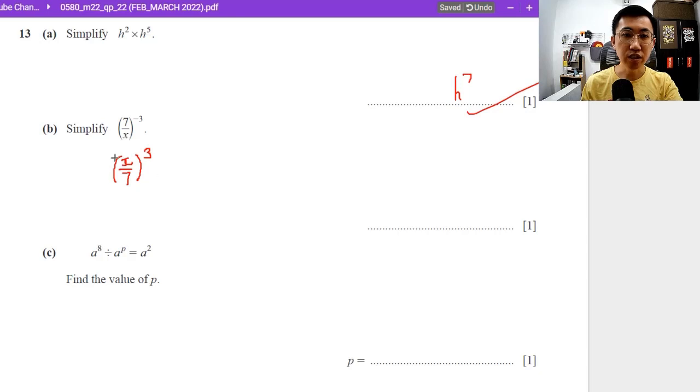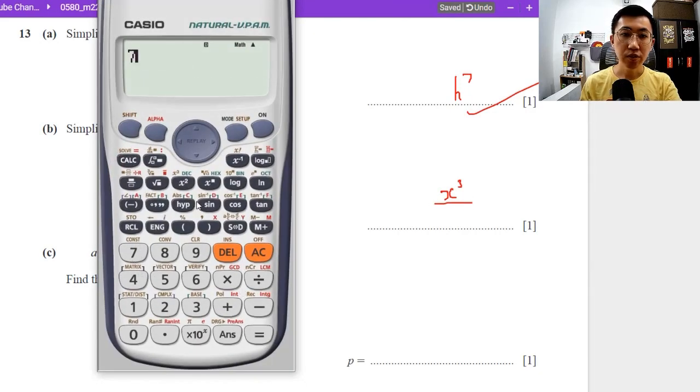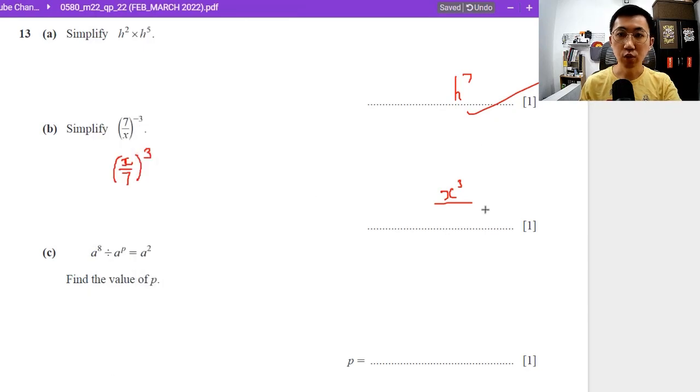Okay, now when you see this kind of pattern over here, your x is going to be power of 3, because it's affecting both the numerator and denominator by power of 3. And then your 7 will need to go through power of 3 as well. So 7 cube is 343. Alright, so we are going to write like that. Okay, so that's how you do question B.